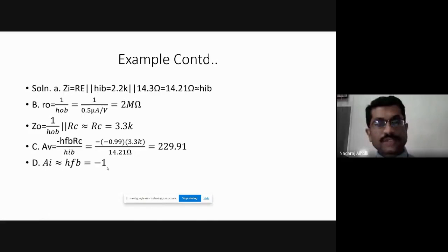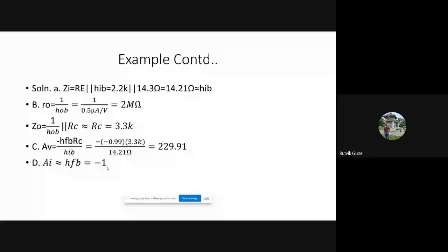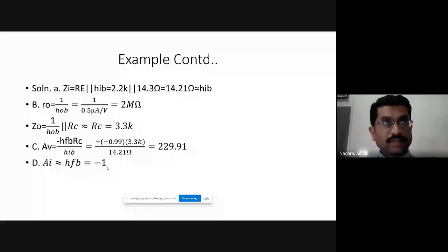Is this example understood here, students? Is it clear? This example is clear to everyone? Yes, sir. Okay. Let us quickly move on to the next example.